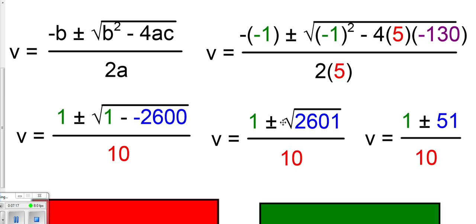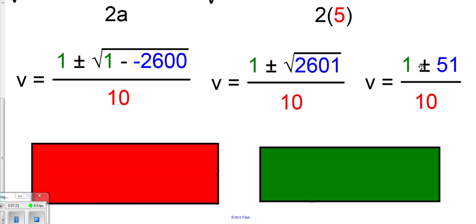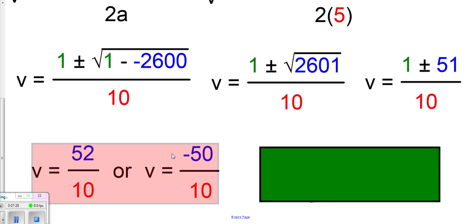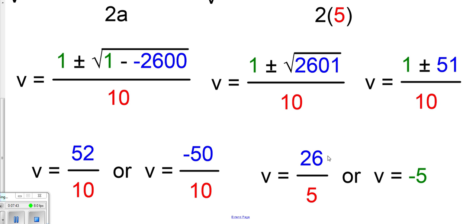Simplifying that even further, the square root of 2,601 is 51. So we have 1 plus or minus 51 all over 10. Simplifying that, we'll do one case where it's 1 plus 51, which became 52 over 10. We'll do one where it's 1 minus 51, so it's negative 50 over 10. Simplifying each of these fractions then, 52 over 10 becomes 26 over 5, which take 2 out of each of them, and negative 50 over 10 becomes negative 5. So these would be our two answers for our quadratic equation.